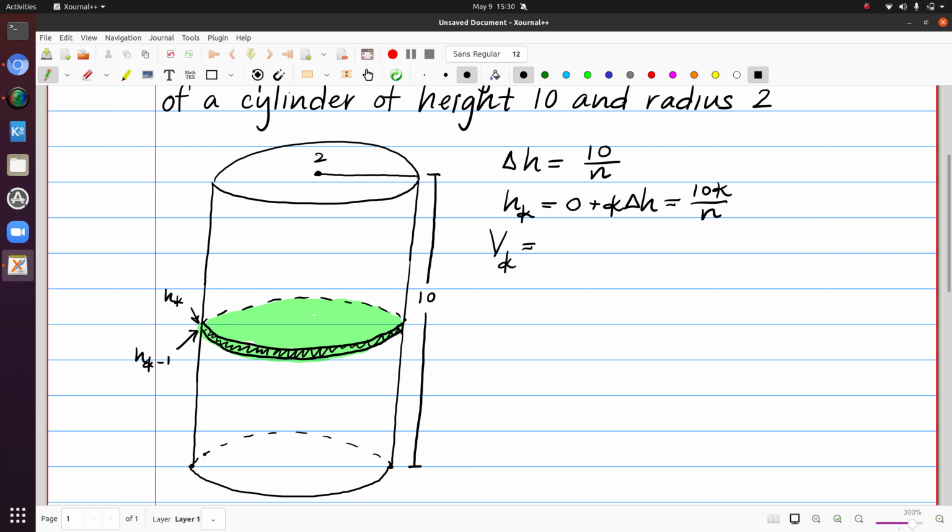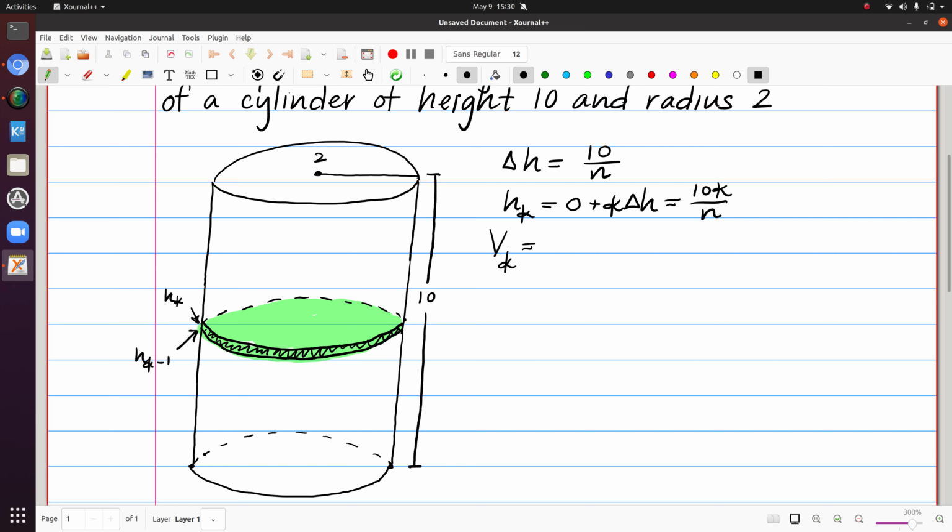So if I'm looking at V_k, what I want to do here is write down a formula for the volume of just that one piece. This is similar to when we look at Riemann sums with area, how we find the area of a rectangle. Here I'm looking at the volume of my slice. Now it just so happens for this particular shape, every slice is going to be a cylinder, right?